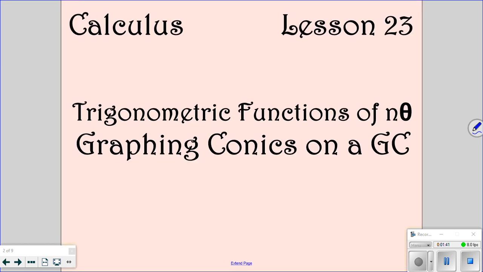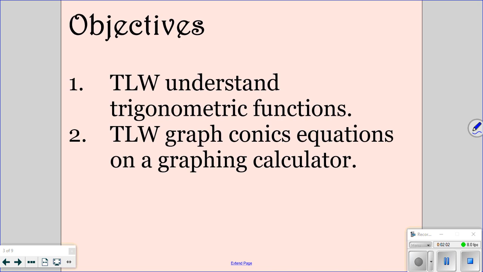Okay, so now we're going to look at lesson 23. We're looking at trig functions of n theta, and then we're going to look at graphing conics on a graphing calculator. We looked at graphing ones that were centered at the origin a couple of lessons ago. These are going to be ones that are not centered at the origin. It's the same concept, it's just going to be a little bit more in depth. So hopefully the trig function part is review from last year, and then the graphing conics is a continuation of what we've done a couple of lessons ago.